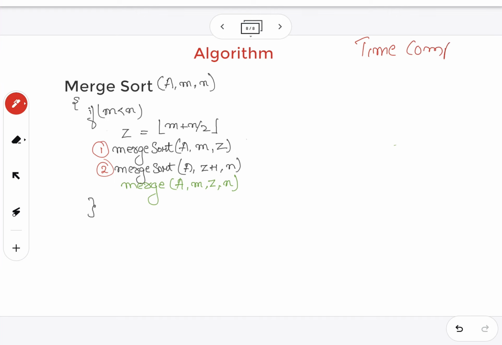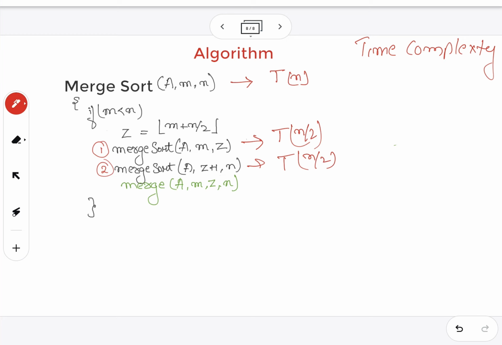For the time complexity, let's say for n elements it takes T(n) time to complete. Now this is the half part, and this is a constant amount of time it will take. For n elements it is taking T(n) time. For n by 2 elements on the left half it takes T(n/2), and for this one it takes T(n/2).